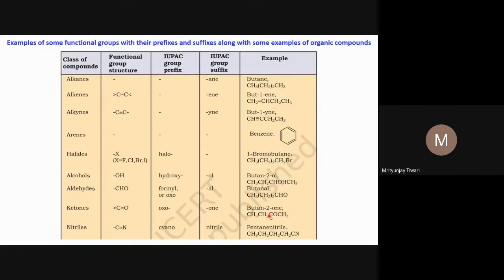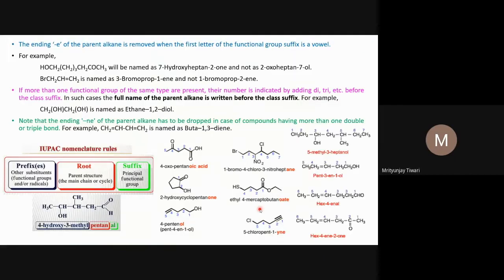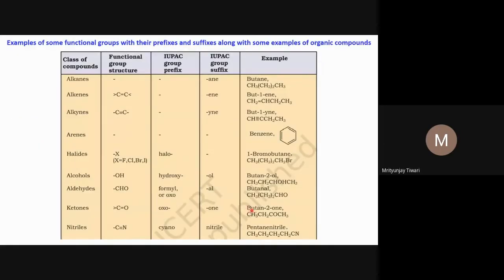So what we see in this case also is that there is no possibility of a position isomer, so we may not need to write 2 to identify that this CO group is at the second position. But if you write it that way, one may get confused with the aldehyde, so we just write butane 2-one. This we write for the parent structure or main chain, butane. The E we have removed here again because O is a vowel. So the E is removed in this case.